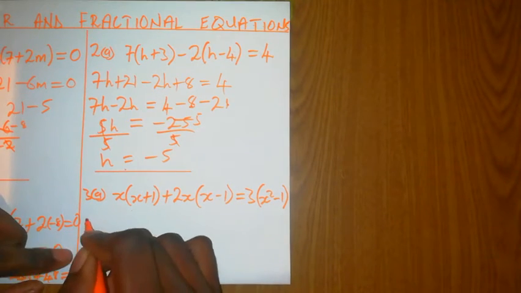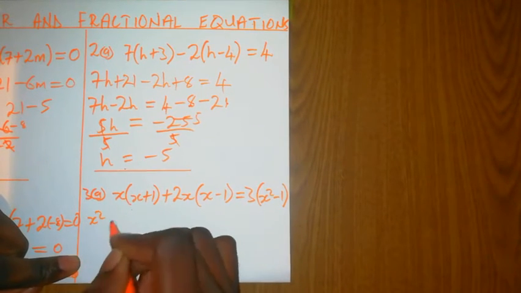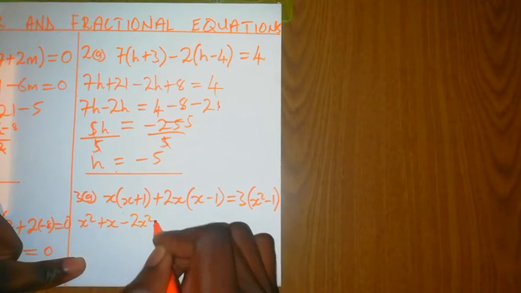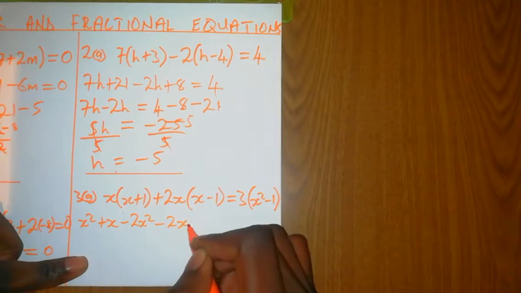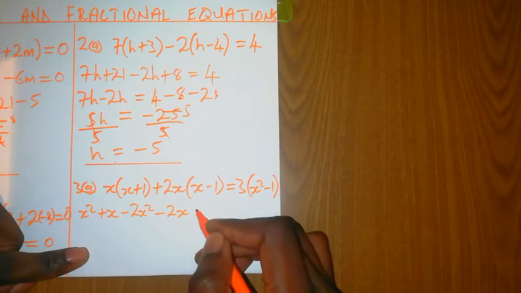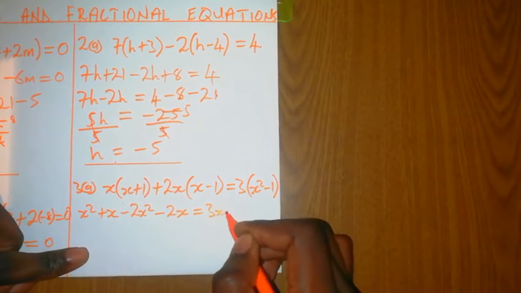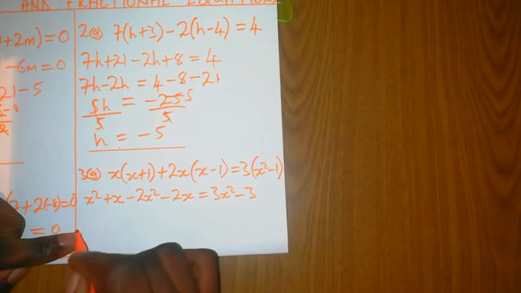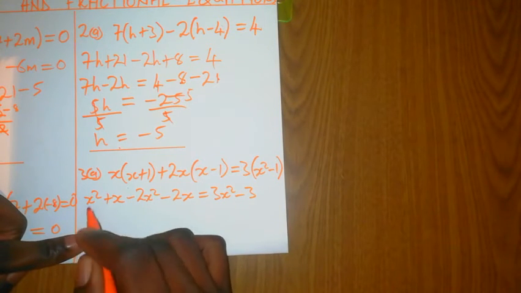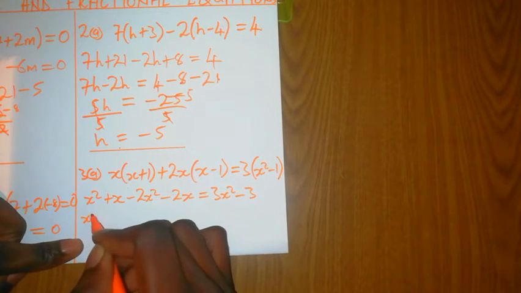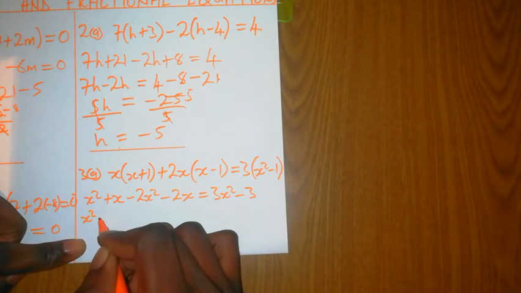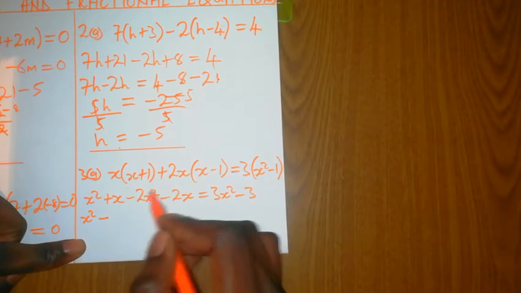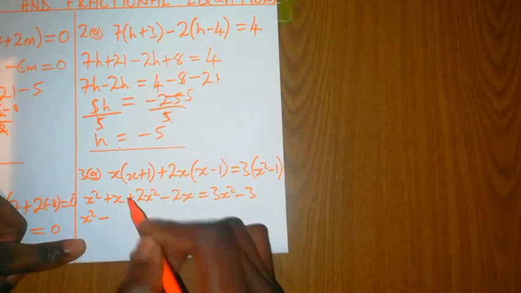So we are going to have x times x, that's x squared, plus x minus 2x squared minus 2x is equal to 3x squared minus 3. I then collect my like terms. So in this case, I have got my x squared minus, is it a negative? Okay, it's a positive. It's positive 2x, so it's a positive here.